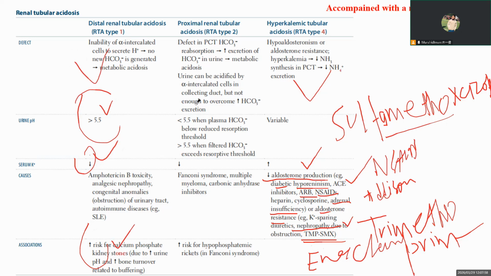They present with hypokalemia and also have a higher risk of calcium phosphate kidney stones. The type 2, the proximal RTA, is a failure of bicarbonate reabsorption. And you have to remember that the urine pH is variable, sometimes lesser and sometimes greater than 5.5. The pH is low usually when the bicarbonate is below the threshold, and high when the bicarbonate is above the threshold.